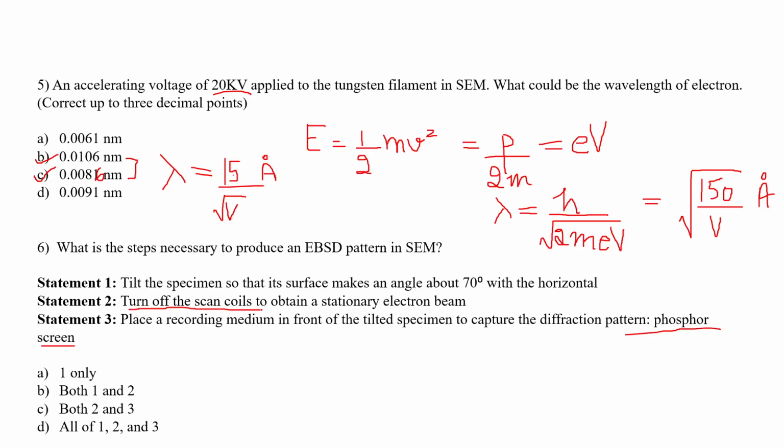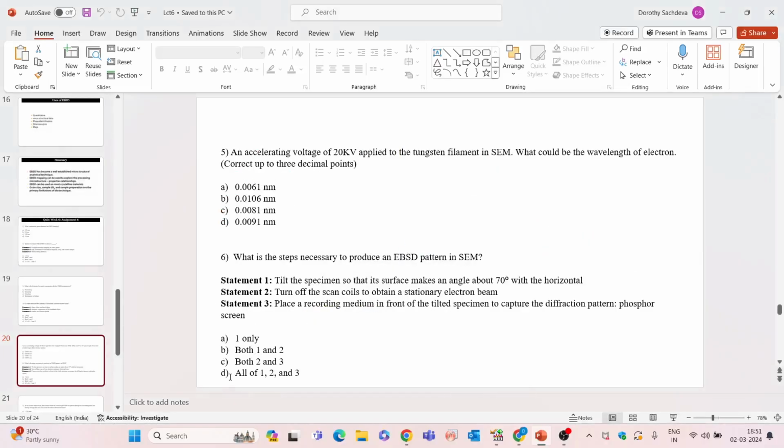Then you need to turn off the scanning coils to obtain the stationary electron beam. Firstly the tilting will be done, then you need to turn off the scanning coils to obtain the stationary beam, and then your Kikuchi patterns will be formed on this phosphor screen, which is placed at a certain distance from your specimen. So in this case, option D, all of the statements 1, 2 and 3, will be the correct option.